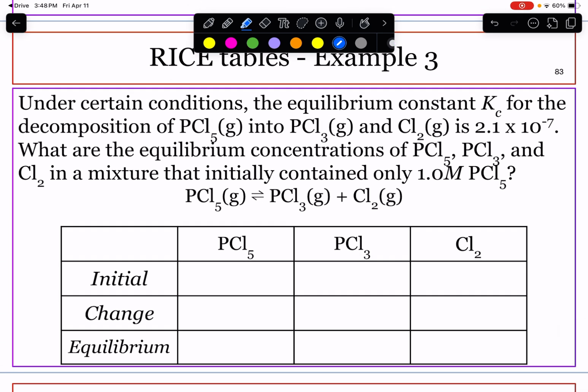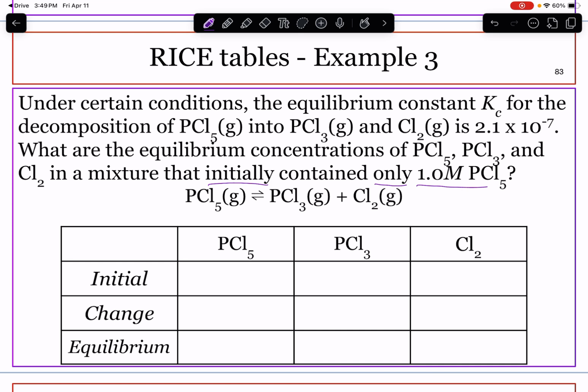Let's try a third example. Under certain conditions, the equilibrium constant K for the decomposition of PCl5 into PCl3 and Cl2 is 2.1 times 10 to the -7. What are the equilibrium concentrations of PCl5, PCl3, and Cl2 in a mixture that initially contained only 1 molarity PCl5? Those words that I just underlined, those are the key words you're looking for to know whether or not you need to use a Rice table.